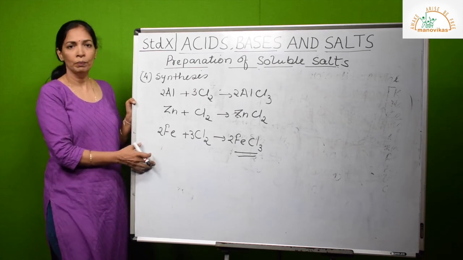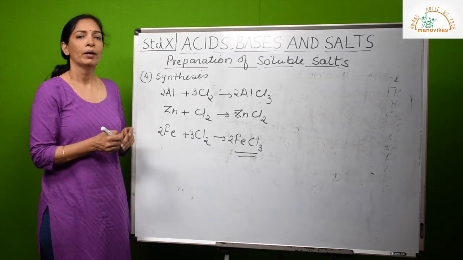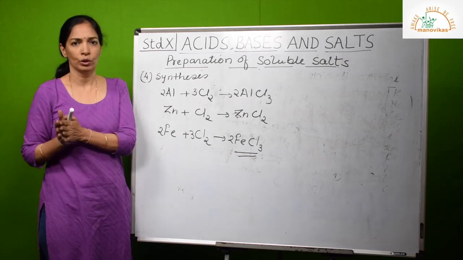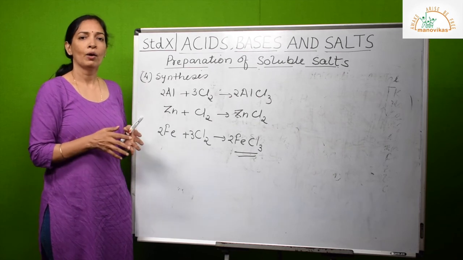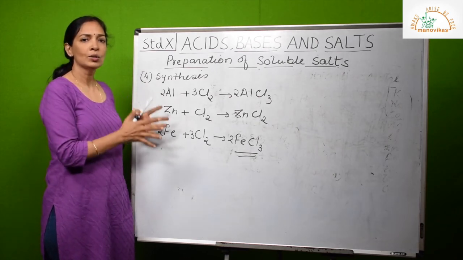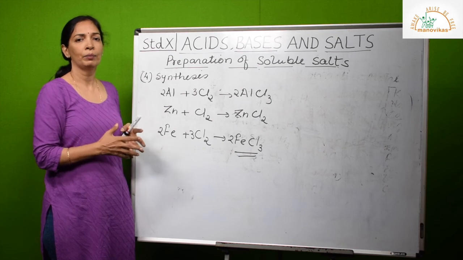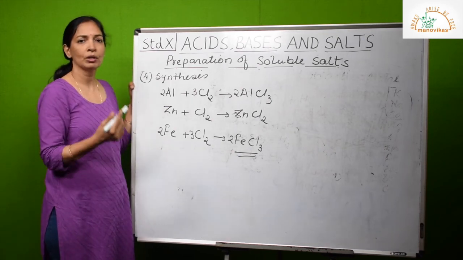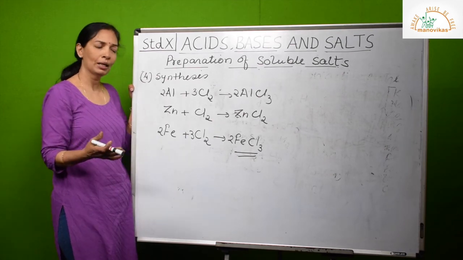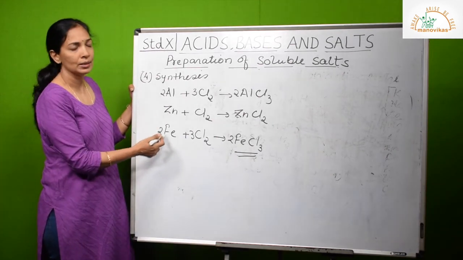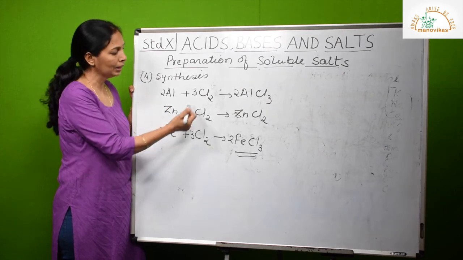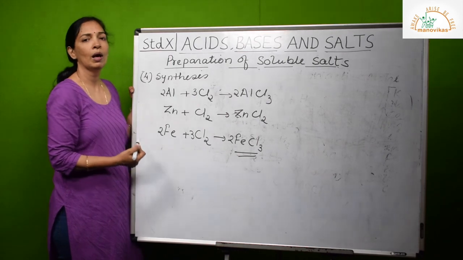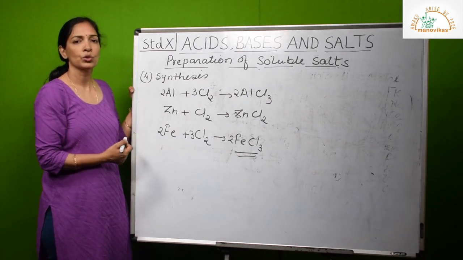So soluble salts can be prepared by neutralization, soluble compound to soluble salt. Another method is insoluble oxides, hydroxides or carbonates treated with dilute mineral acid. Then the displacement reaction, an active metal treated with dilute mineral acid. And the last one is synthesis, where metals are heated and chlorine gas is passed and you get this compound. So this is all about the preparation of soluble salts.